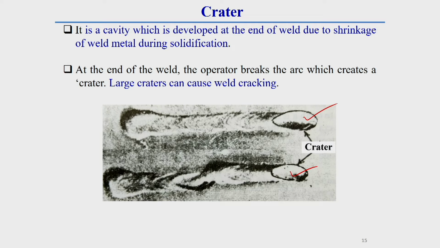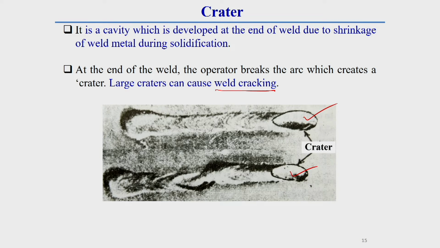So, at the end of the weld, why does this occur? The operator breaks the arc. Due to this breaking of the arc, the crater is generated. One thing you should keep in mind: the crater is a place where there is a chance of cracks developing. So, you should always eliminate or remove the crater during welding. Otherwise, due to this depression there is a chance of crack generation. That is why a larger crater can cause weld cracking.